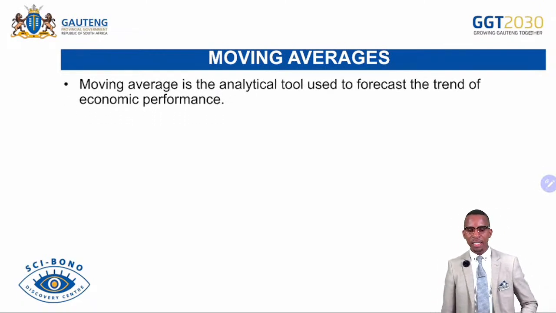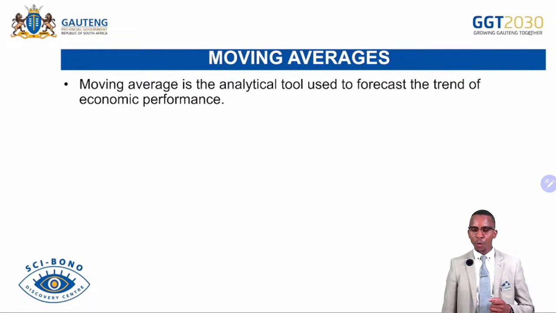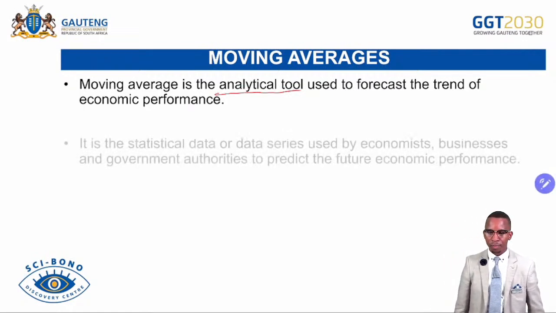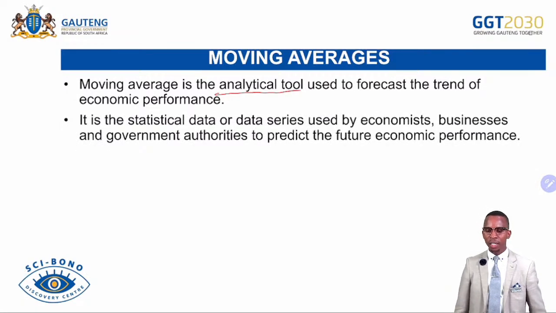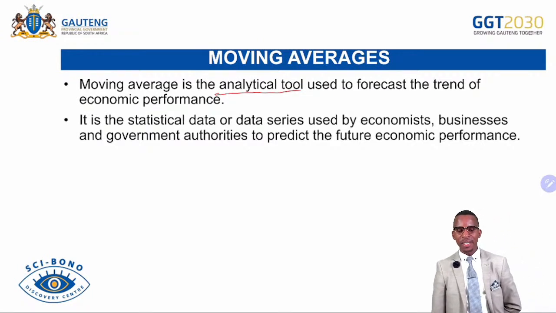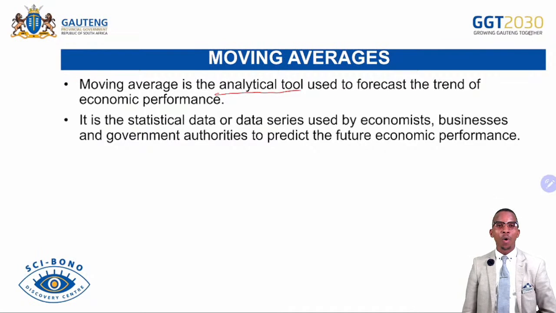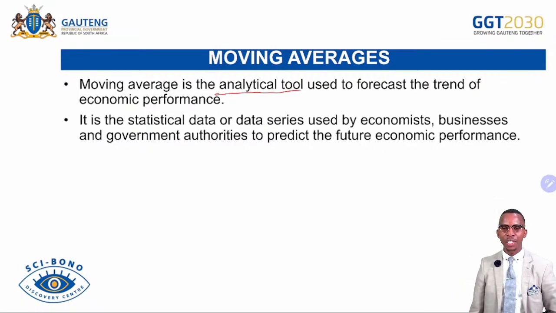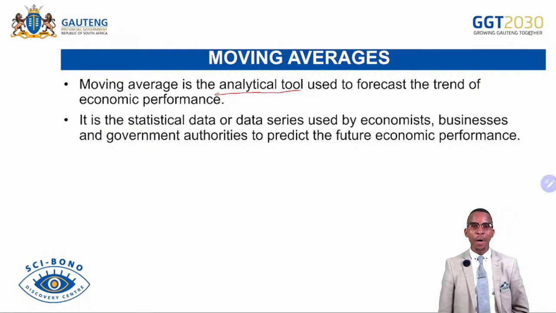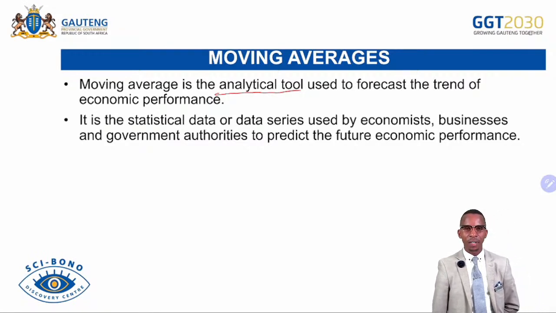So moving averages is an analytical tool used to forecast the trend of economic performance. We call it the analytical tool, the data series, statistical information. And it is the statistical data or data series used by economists, businesses and government authorities to predict the future economic performance. We can use our current trends of moving averages to see what can happen in the future. We can forecast the economy by using the current moving averages.